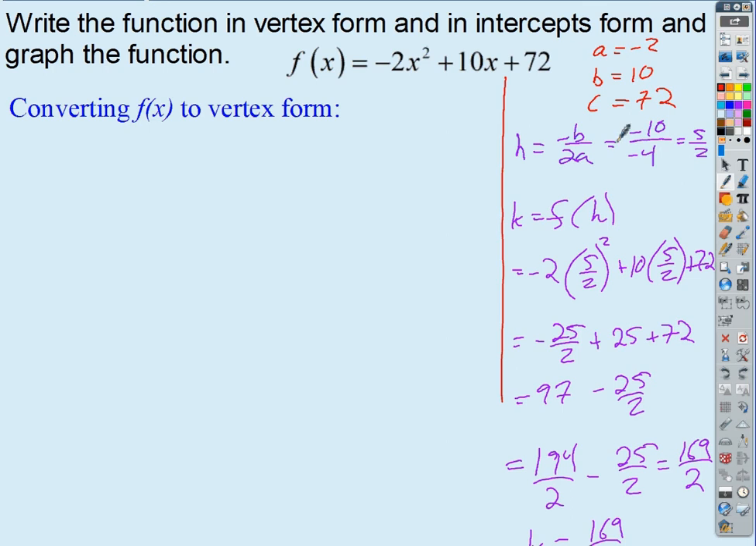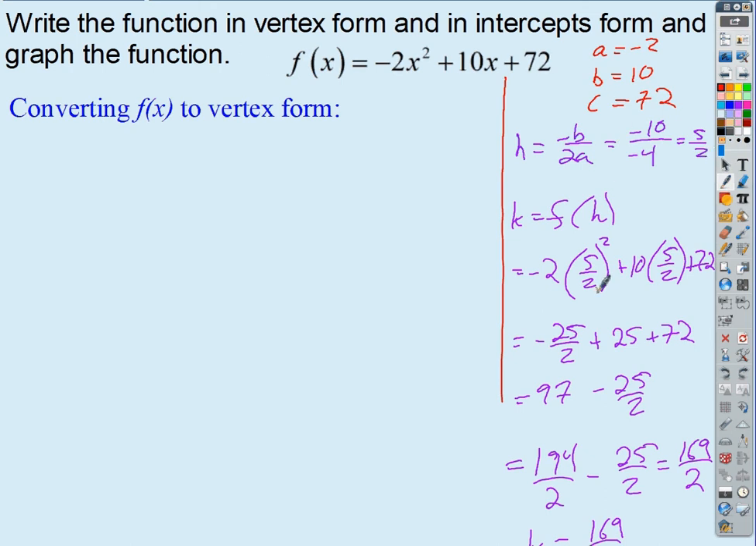Okay, go ahead. Katie, what's your question? K always equals f of h, right? I mean, just think why that is. H and k are an ordered pair, right? Well, how do we always calculate a y value if I know an x value for any function? Plug it in, right? So k is what we get when we plug h into the function. But we found h. H is 5 halves. So we plug 5 halves in.